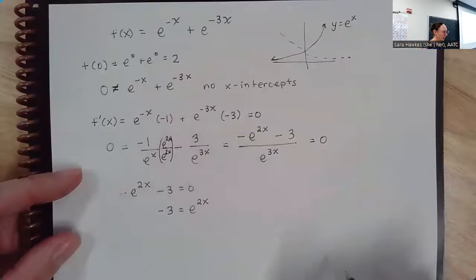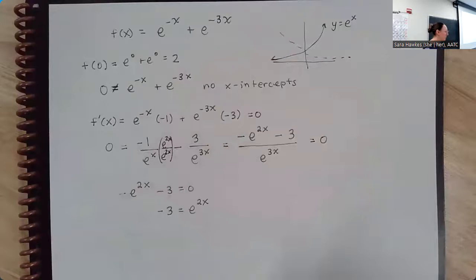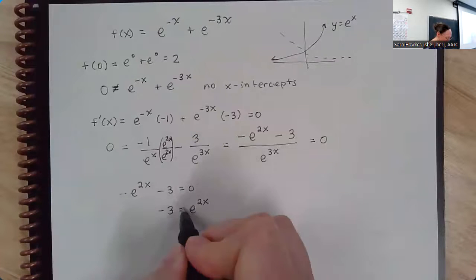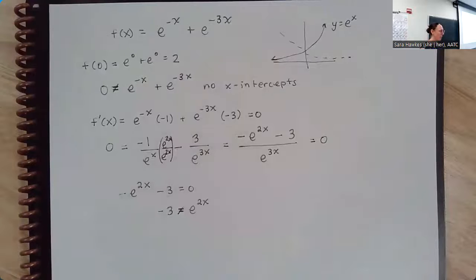And I'm stuck, because e to the 2x is never going to be equal to a negative number. So unless I wrote the problem down incorrectly, I do not have relative max or mins, because there isn't anywhere where this is equal to 0.